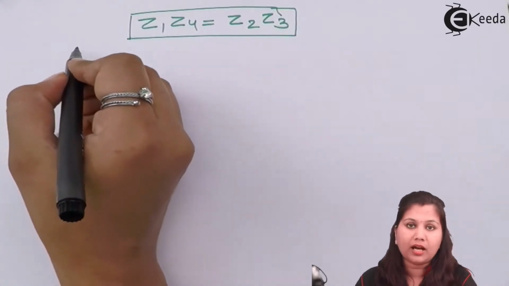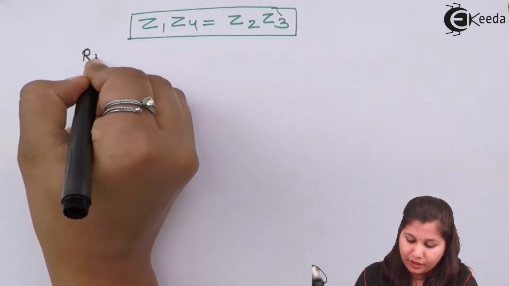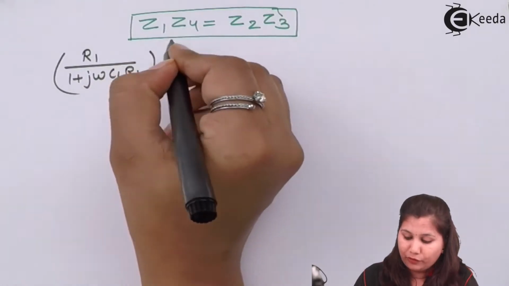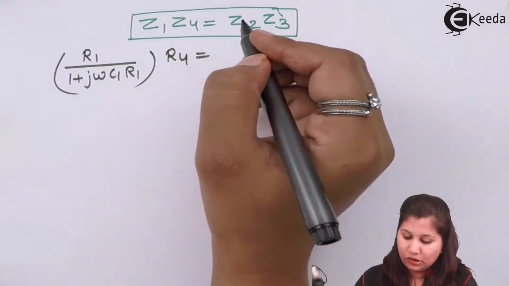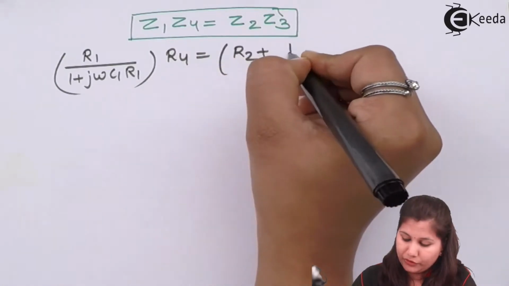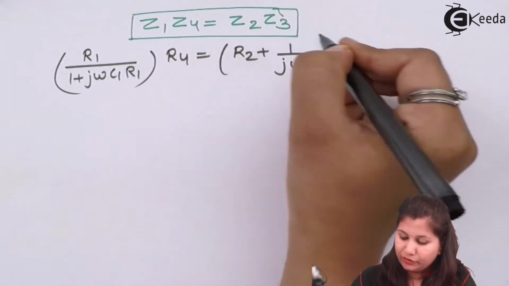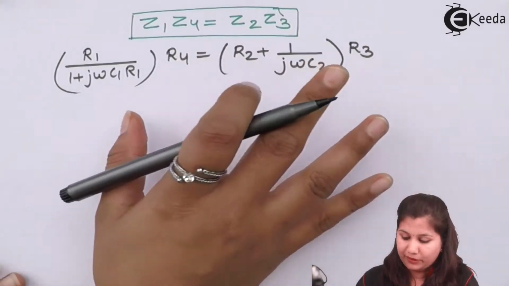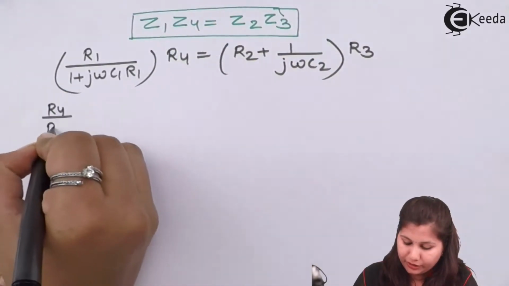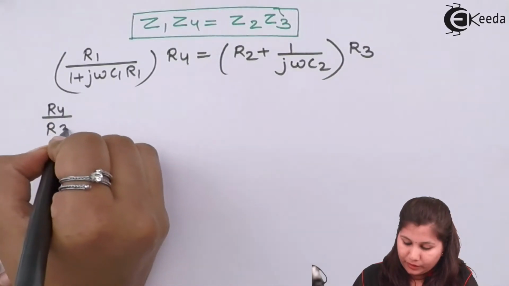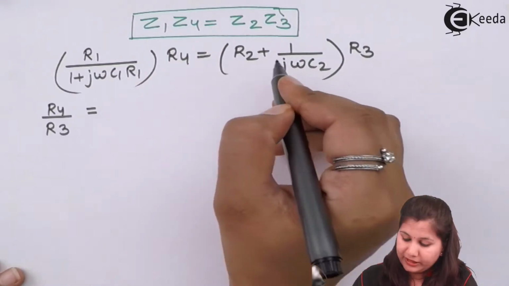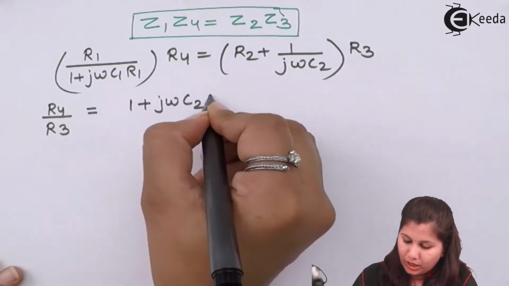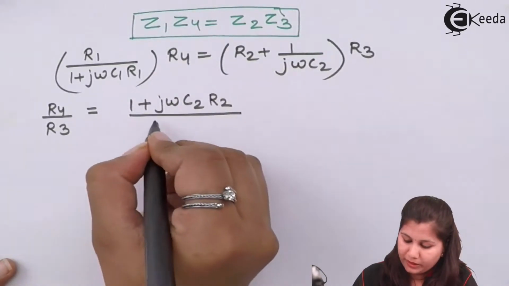Now Z1 is what? The parallel combination, that is R1 upon 1 plus j omega C1 R1. Z4 was R4. Z2 was the series combination, so R2 plus 1 upon j omega C2, and Z3 is R3. Now multiplying this and simplifying this equation, we will get R4 upon R3 equals, if we simplify this, 1 plus j omega C2 R2 upon j omega C2.